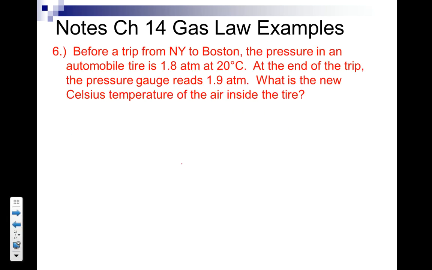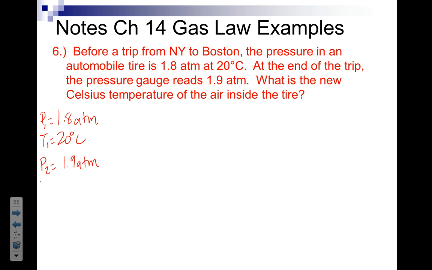Okay, let's look at number 6. Number 6 says, before a trip from New York to Boston, the pressure in an automobile tire is 1.8 atmospheres. And that's the P1. And they tell me that was at 20 degrees Celsius. So that's going to be my T1. At the end of the trip, the pressure gauge reads 1.9 atmospheres because as you're traveling, there's going to be friction. So it's going to increase the temperature, therefore increase your pressure.